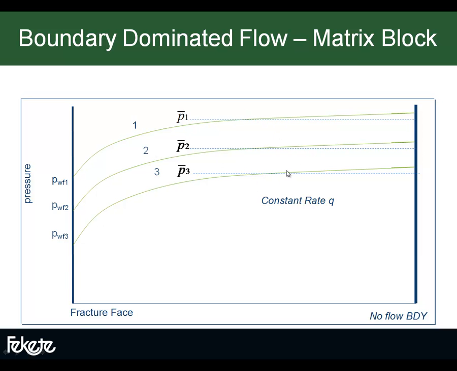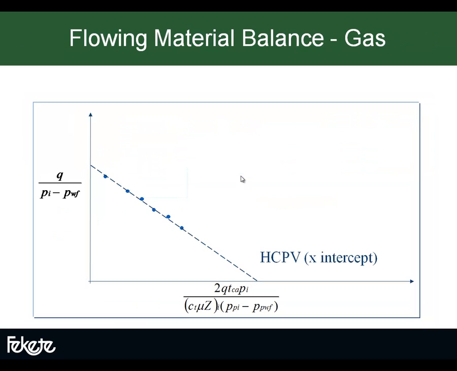So if we can measure dp/dt at the sand face, then we know how fast the reservoir pressure is depleting. In this case, this would be the average reservoir pressure within the matrix blocks. And the rate of decline of that pressure is going to be proportional to the size of that stimulated rock volume. And so we're going to use the flowing material balance, which is a plot of normalized rate versus normalized cumulative production. And the intercept, or the extrapolation of that plot, is going to give us that hydrocarbon pore volume.